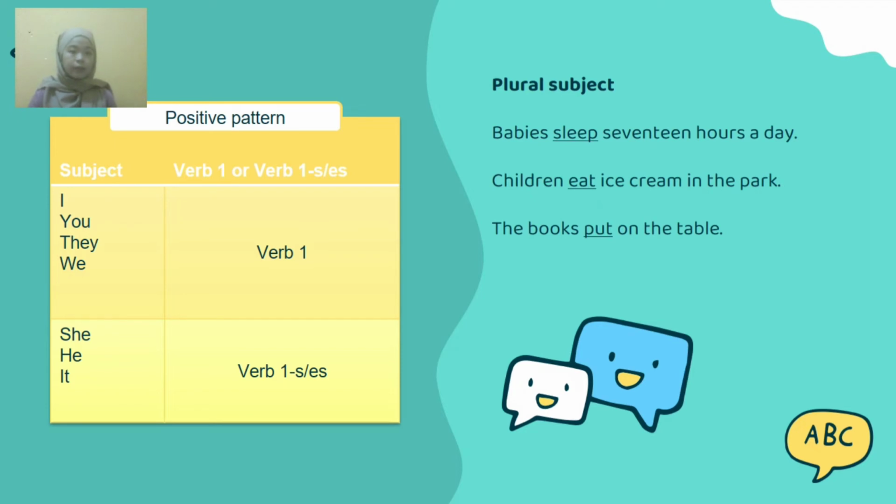If the subject is plural, the formula is subject plus verb 1. For example, babies sleep 17 hours a day. Children eat ice cream in the park. The books put on the table.